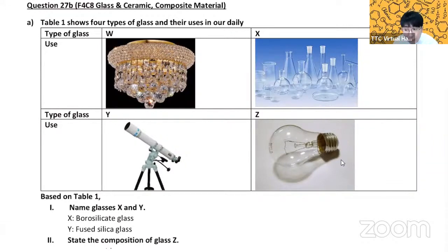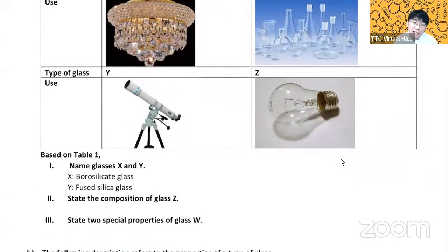But the light bulb should be the one that is easily shaped. So it's soda lime, but they are not asking you the type of glass. What is the composition? What is inside soda lime to make it easily shaped into a round shape, into different shapes? I told you this is soda lime, but you all don't know what's inside soda lime. Actually soda lime is the most basic glass. Soda and lime.